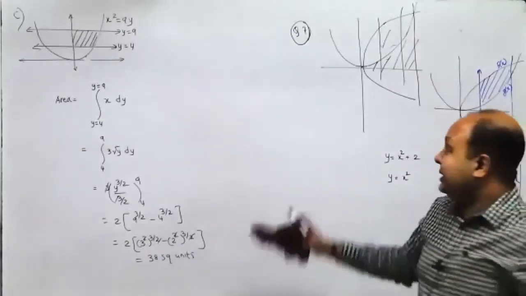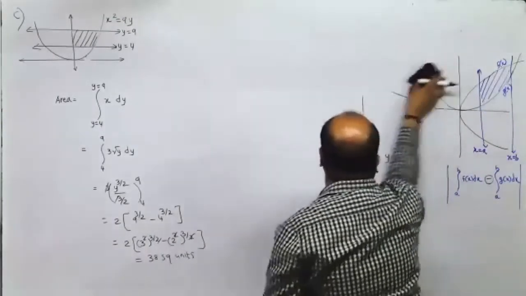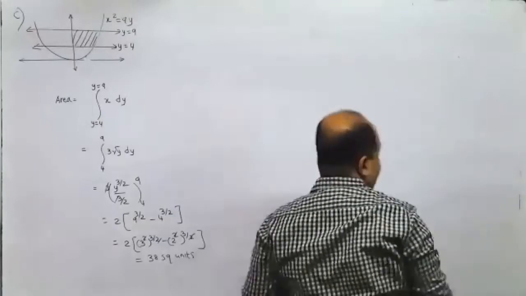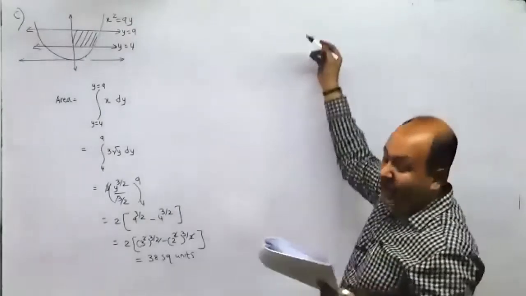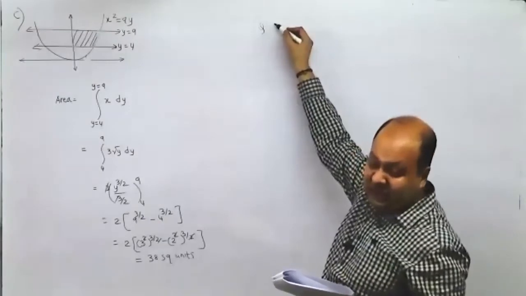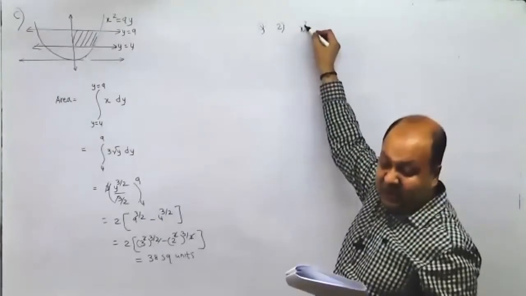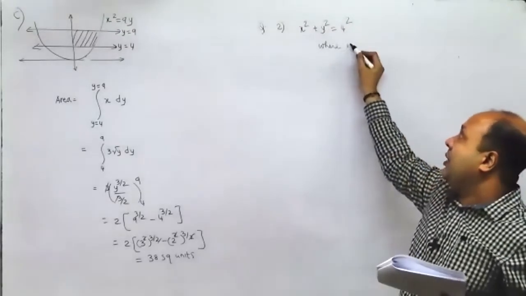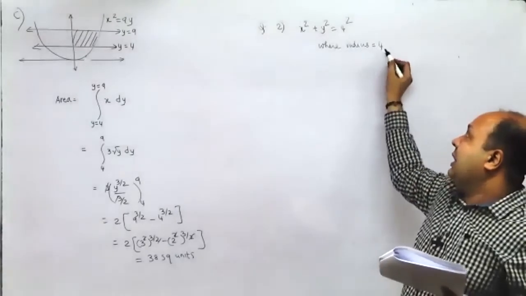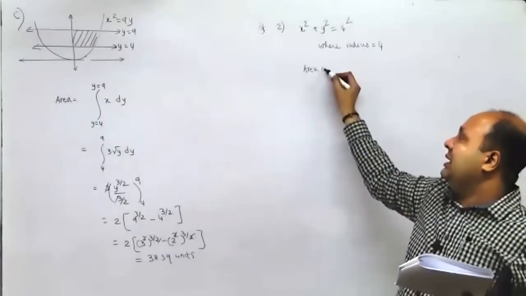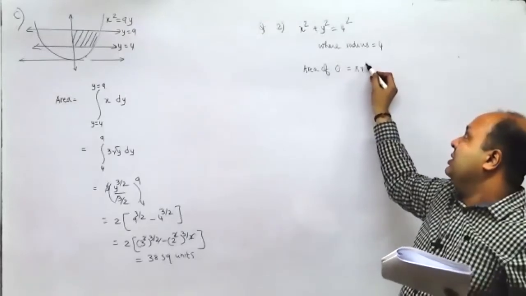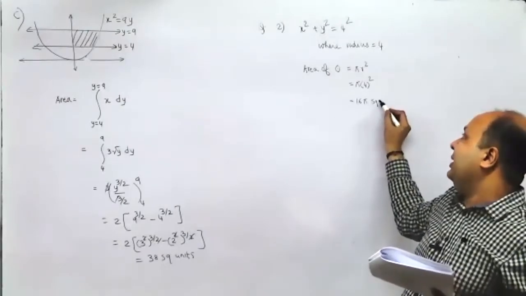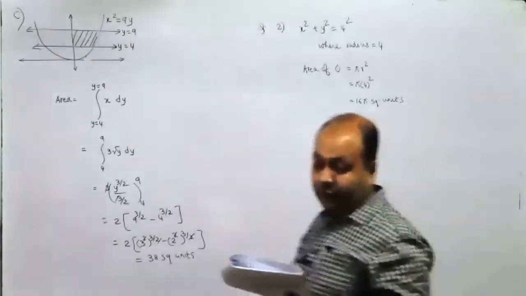When they ask you such questions, x square plus y square equal to 16, you can directly find it without using the figure or definite integration. See, area of the circle they have asked you, and we know area of the circle is pi r square. X square plus y square equal to 4 square. That is where radius is 4. Now, area of the circle is pi r square. So it is pi into 4 square. It is 16 pi square units. Followed?